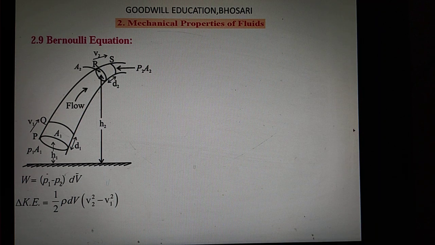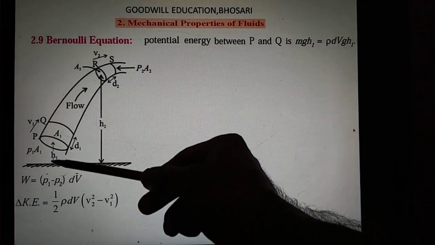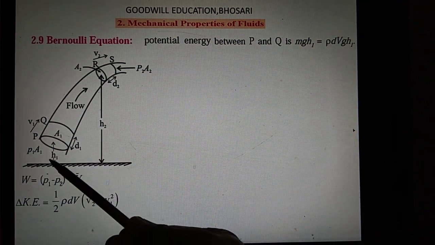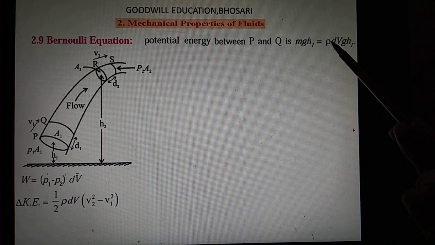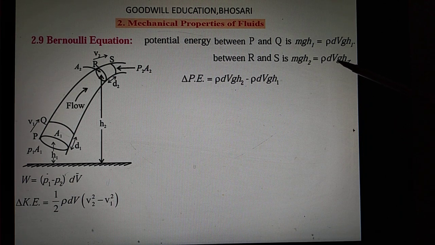So keep aside. Next one is potential energy, that is, the gravitational potential energy between P and Q is mgh1. This height is h1, so this is mgh1, where m is again the mass, which is rho into dV, so rho dV g h1. Similarly for this one, mgh2 is equal to rho dV g h2. So the change in energy is nothing but this one minus this one: rho dV g h2 minus rho dV g h1. So dV, take it outside, and this is the gravitational potential energy.